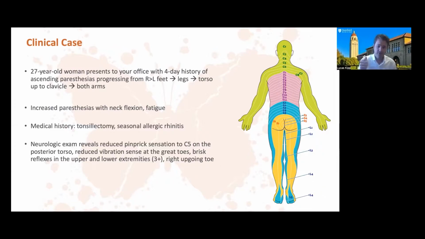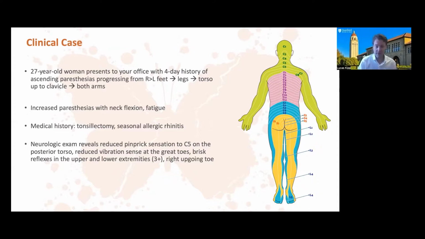You get your tuning fork out and you're putting it on her great toe, and she only feels it for 3 or 4 seconds. And someone her age should really feel it for at least 10, 15 seconds or so. So her vibration sense is reduced in her feet. When you tap her reflexes, you notice they're jumping off the table. And when you tickle the bottom of her foot, do that Babinski reflex, you see that her toe is curling up.